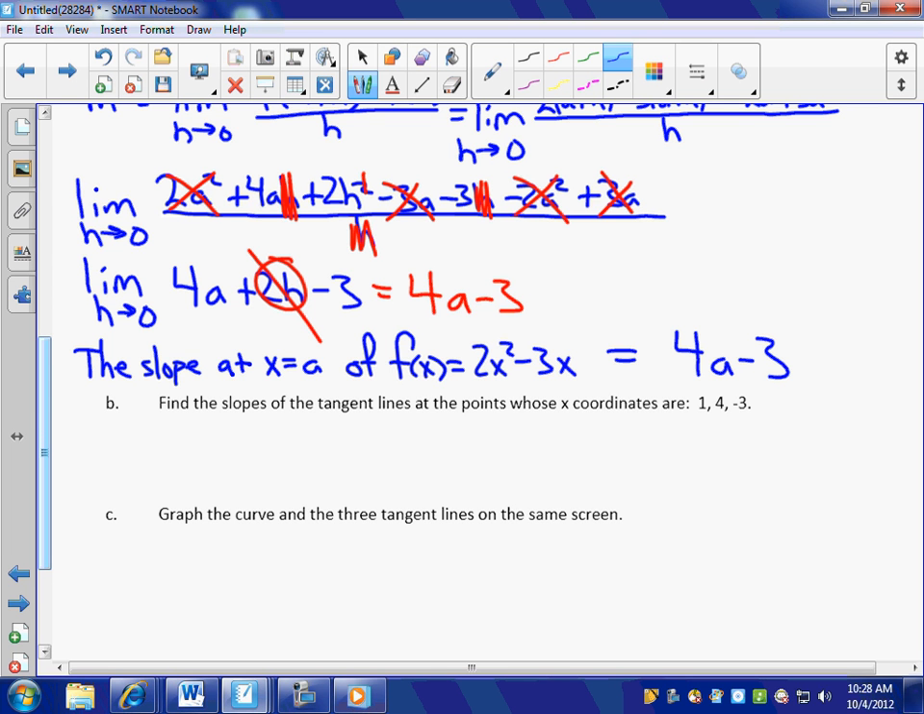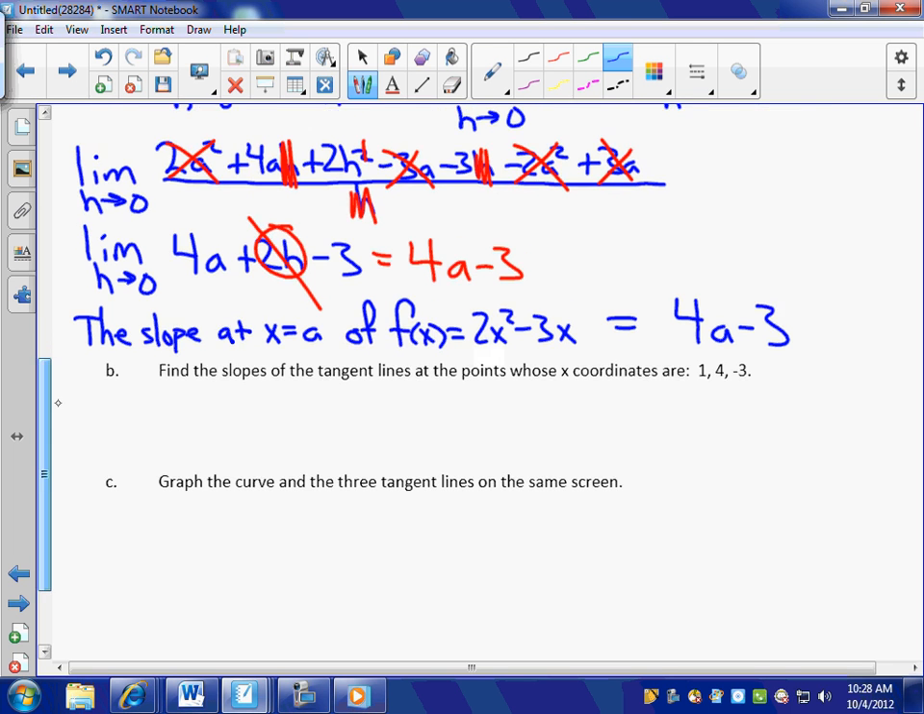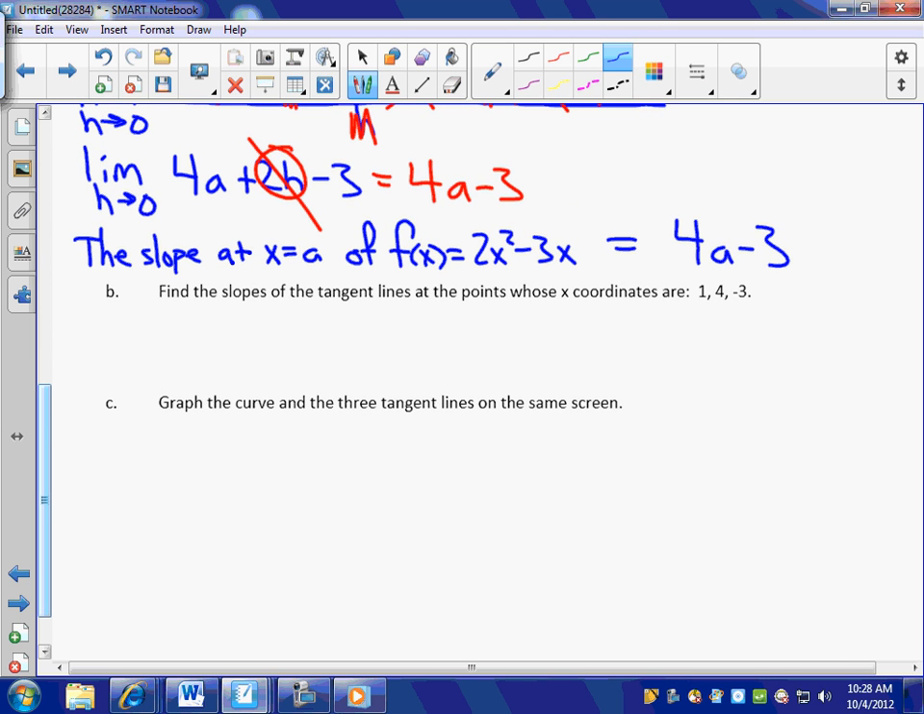This is wonderful, because instead of doing this for every point, I do it once. And now I can answer this question. Find the slope of the tangent lines at the points whose x-coordinates are 1, 4, and negative 3.